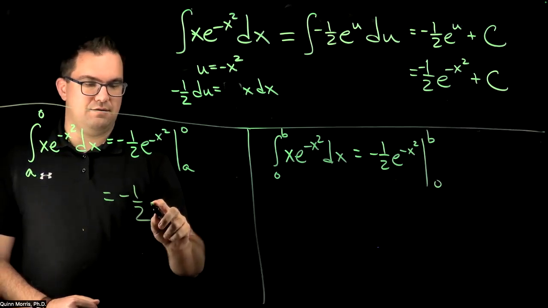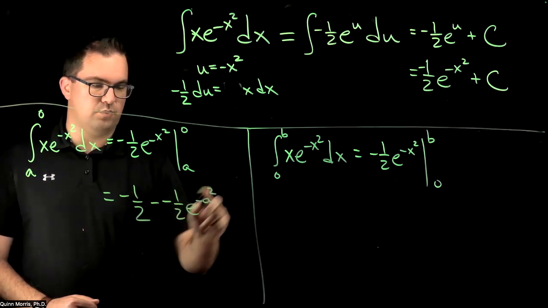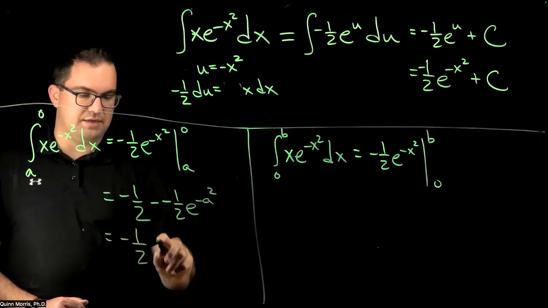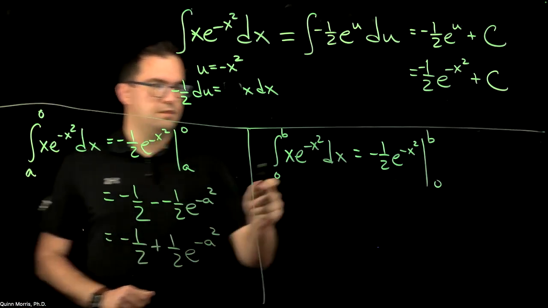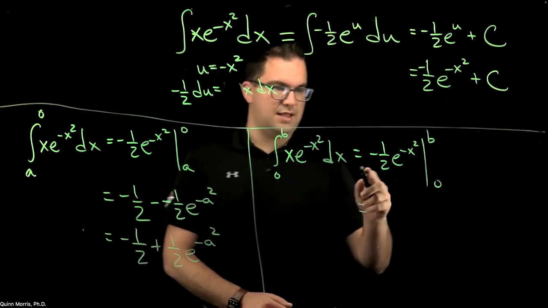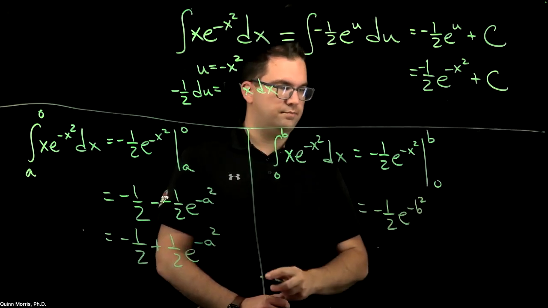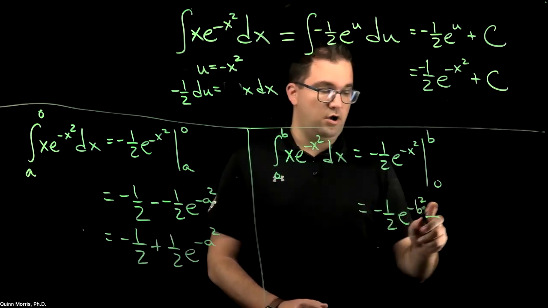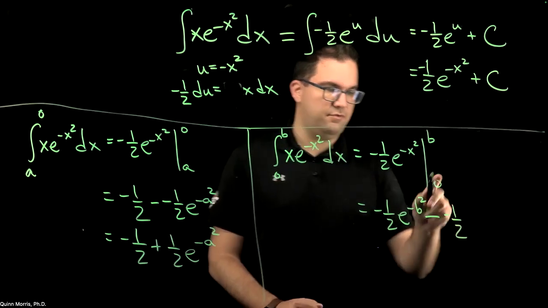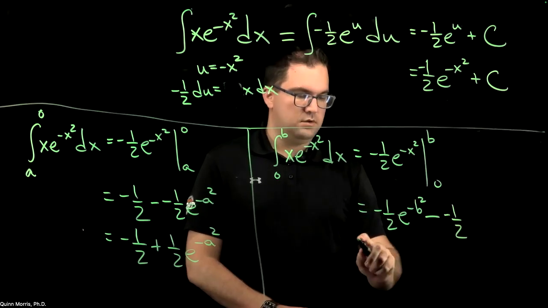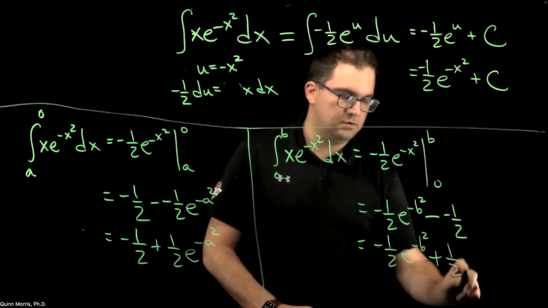And then evaluating at a will give me minus 1/2 e to the minus a squared. And so what I end up with is minus 1/2 plus 1/2 e to the minus a squared. Over here, something similar happens, but it's slightly different. If I evaluate at b, I get minus 1/2 e to the minus b squared. Minus, when I evaluate at 0, evaluating at 0 will give me minus 1/2, because e to the 0 will just be 1. And so I'll end up with minus 1/2 e to the minus b squared plus 1/2.